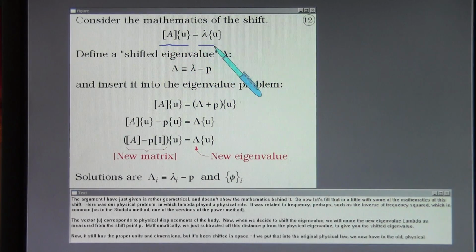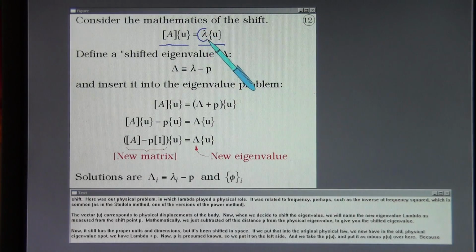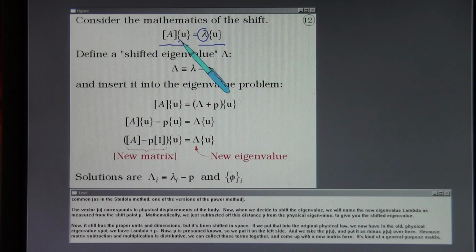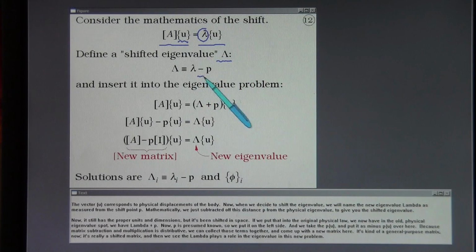Here was our physical problem in which lambda played a physical role. It was related to frequency, perhaps, such as the inverse of frequency squared, which is common as in the Stodola method, one of the versions of the power method. The vector u corresponds to physical displacements of the body. Now, when we decide to shift the eigenvalue, we'll name the new eigenvalue, capital lambda, as measured from the shift point, p. Mathematically, we just subtracted off this distance p from the physical eigenvalue to give you the shifted eigenvalue.